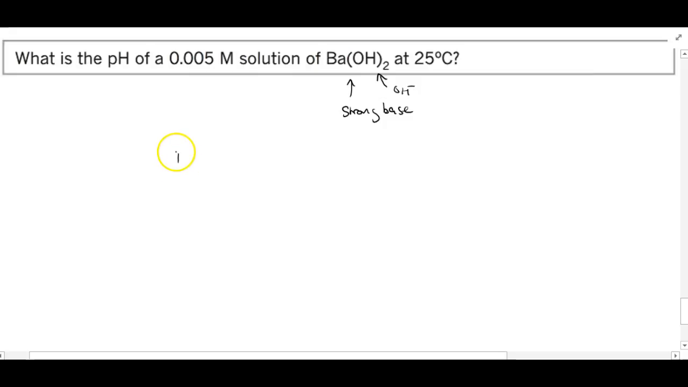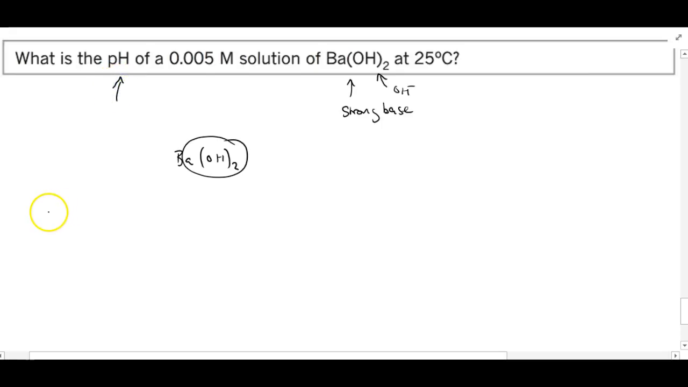So if you add Ba(OH)2 to water, you're going to release all of those to make OH minus ions. So think about that and how you can therefore work out a pH.